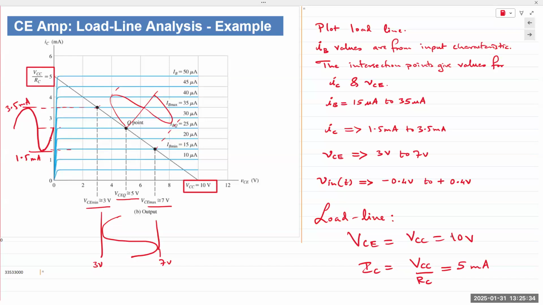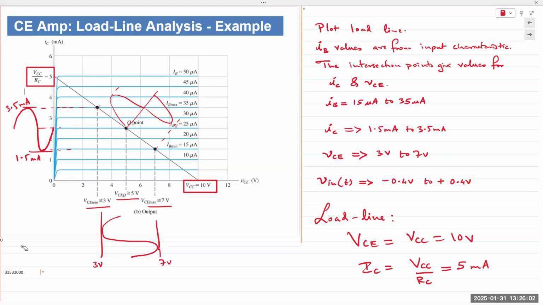So again, the load line process does not change. This time we are plotting the load line for the output. On the output side, apply KVL, obtain our equations, plug in X equal to 0 and find the value for Y. Plug in Y equal to 0, find the value for X. Once you have those 2 points, join them together, and you have your load line.